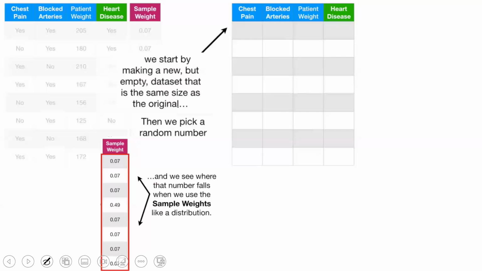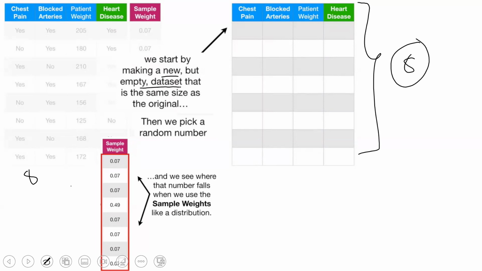Now, this data matrix has 8 records. We are creating a fresh table with 8 rows, or weighted records. Now, how do we make sure there is more emphasis on the wrongly classified record is something that we're going to see now. So we start by making a new empty data set that has the same size as the original one. Okay, we create a new data set whose size is the same as the original data set.